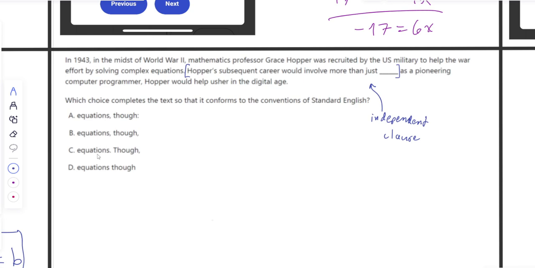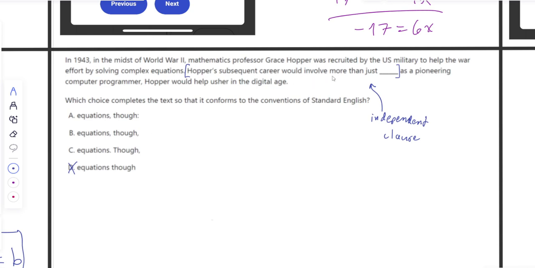So we want an independent clause, and we want some kind of punctuation that can follow that independent clause. Because right here we have sort of like another clause. D has no punctuation at all. C has a full stop, but it puts the full stop in the wrong position.